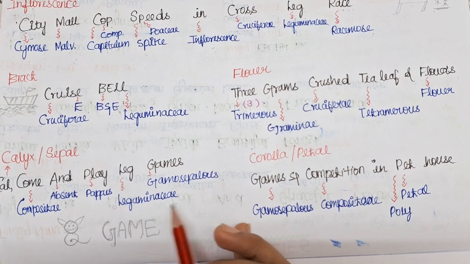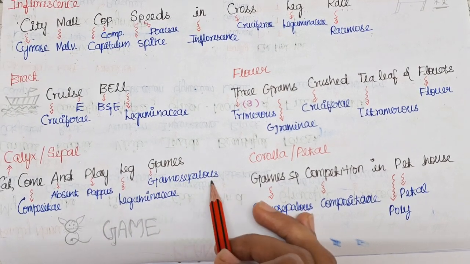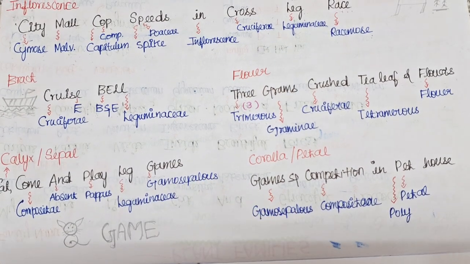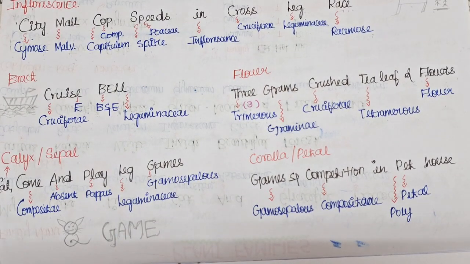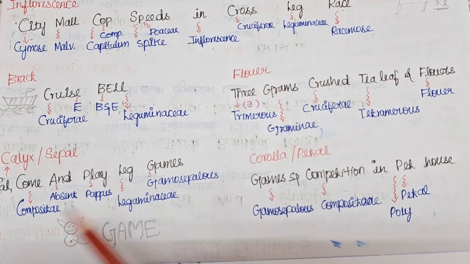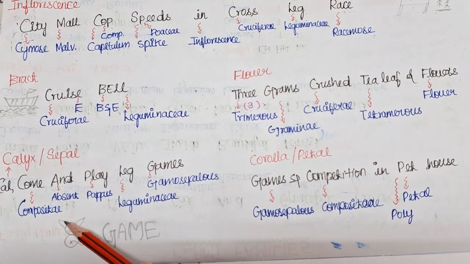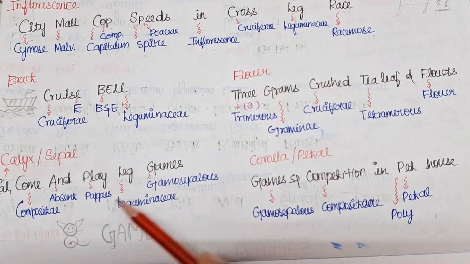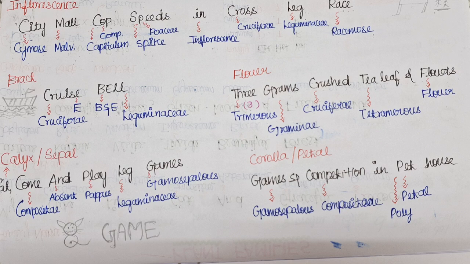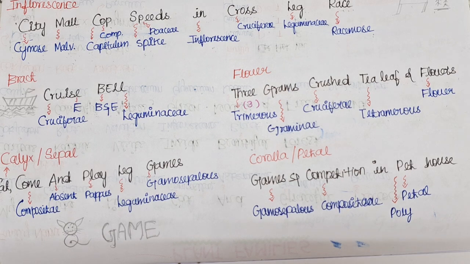And in Leguminosae, it will be gamosepalous. Like Leguminosae, games, gamosepalous. With the words itself, you can find out the answer. So what is the short trick for that? Cat, come and play leg games. Cat is for calyx, come is for composite, and absent, play pappus, like Leguminosae, game is gamosepalous. So whenever we talk about calyx, obviously it is sepal. So it will be having the polysepalous, gamosepalous, absent or in form of hairy pappus, right?